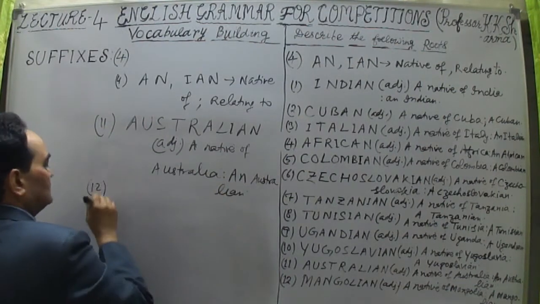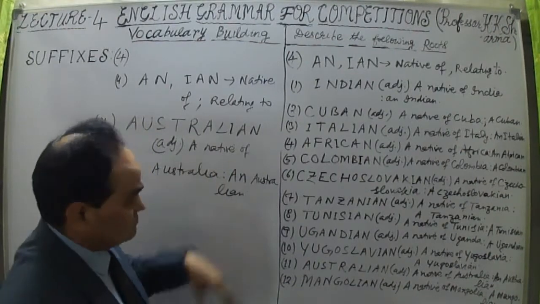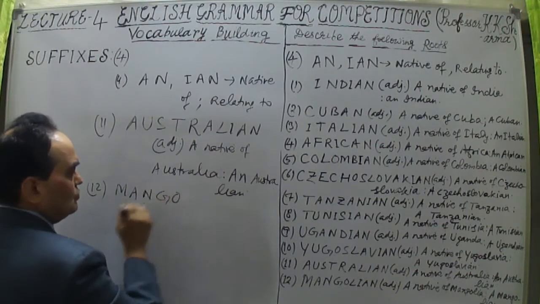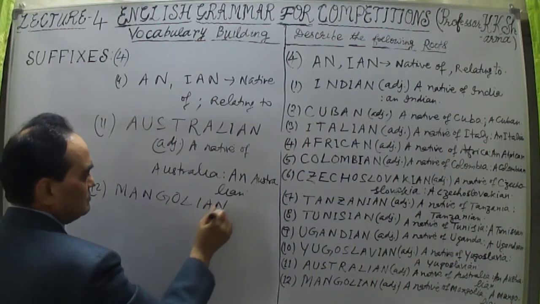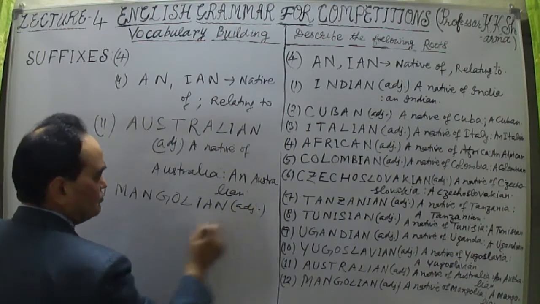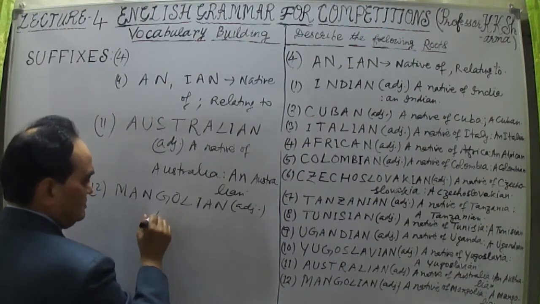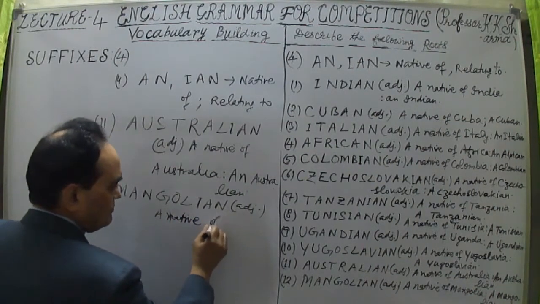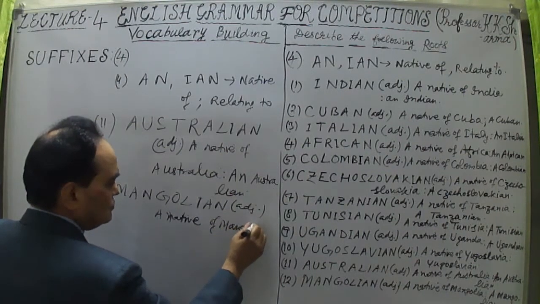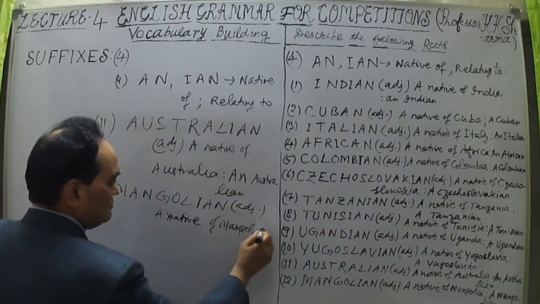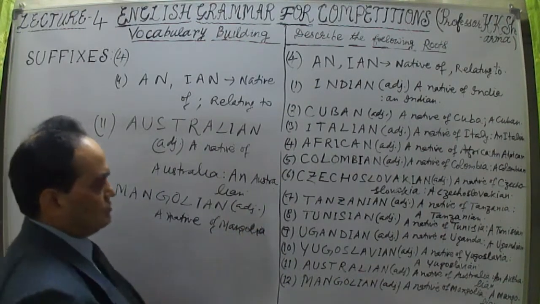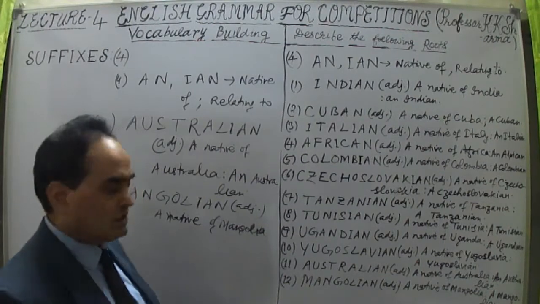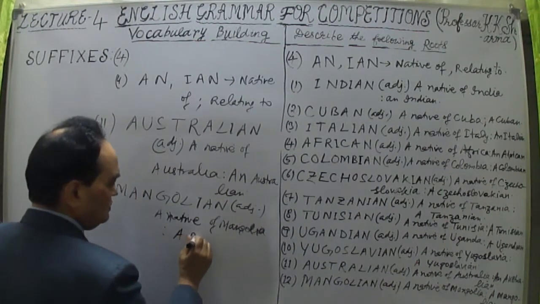Now the 12th word, which is the last word of this lecture series, is Mongolian. M-A-N-G-O-L-I-A-N, Mongolian, adjective again. So a native of this country, Mongolia, a native of Mongolia. M-A-N-G-O-L-I-A, Mongolia. So a native of that country is a Mongolian. We say a Mongolian.